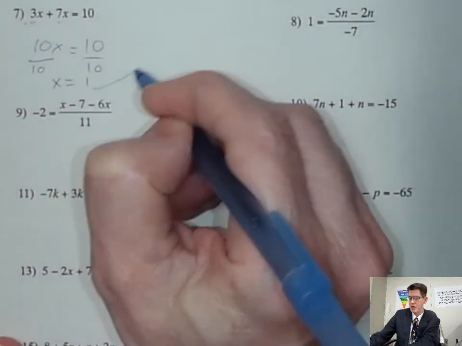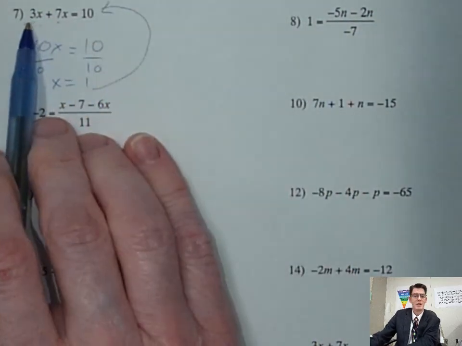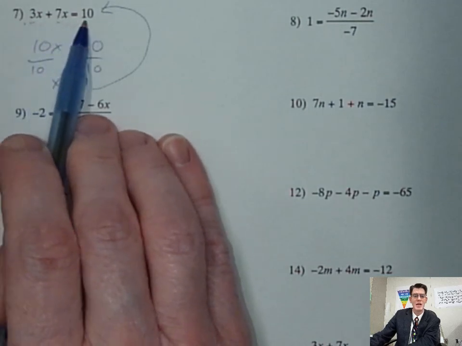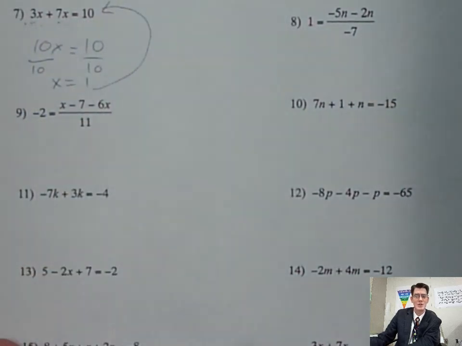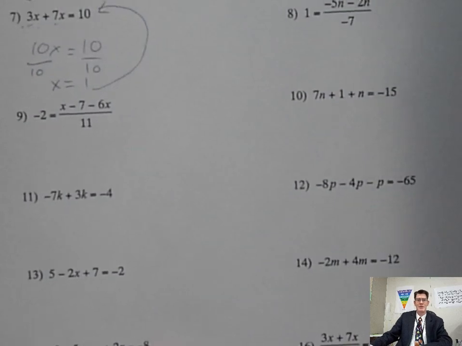As always, you can check your work. You can put the 1 in place of x. 3 1s plus 7 1s, does that equal 10? I could write it all out. Yes, it does. So that is the right answer.